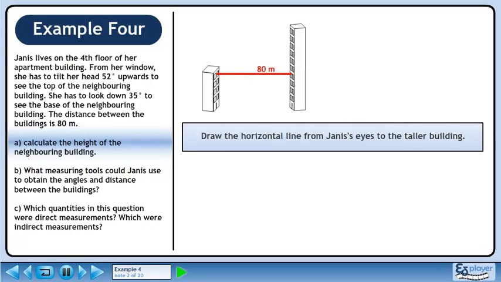Draw the horizontal line from Janice's eyes to the taller building. She has to look 52 degrees upwards to see the top of the building. This is the angle of elevation. She has to look down 35 degrees to see the base of the building. This is the angle of depression.